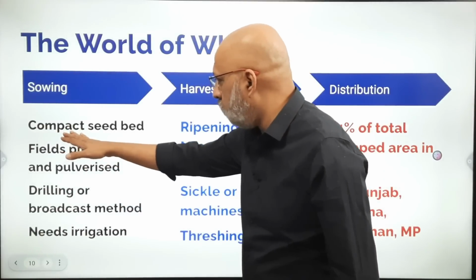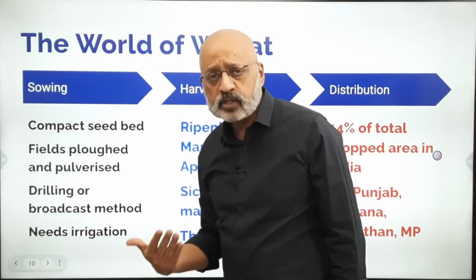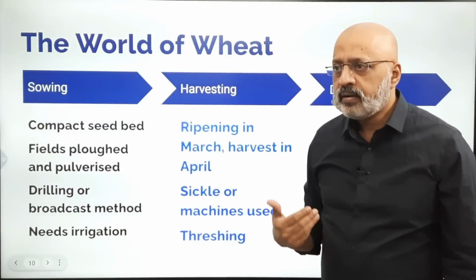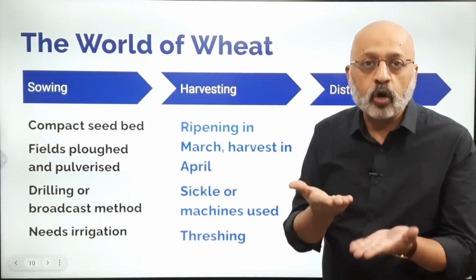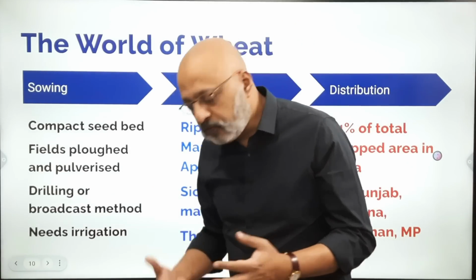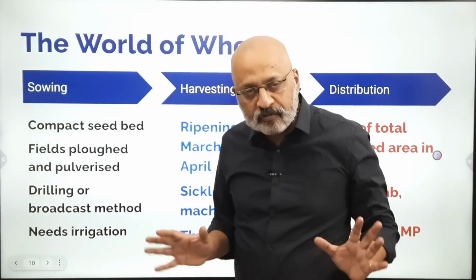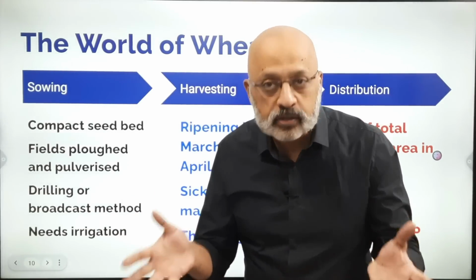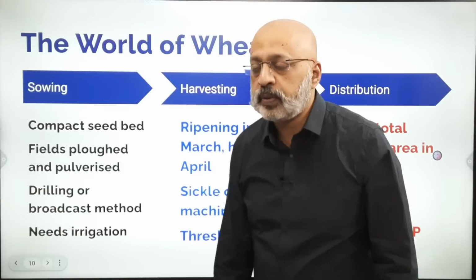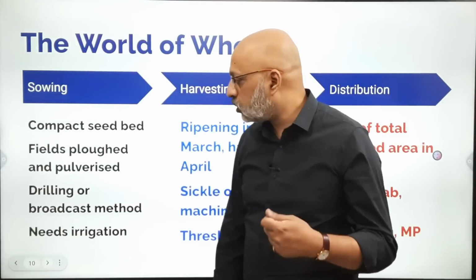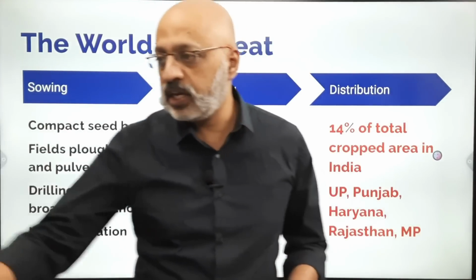Now it's a compact seed bed. That's what is required as far as sowing of wheat is concerned, right? And that helps in good quality germination, so that the quality of germination stays good, okay? And the fields are plowed and pulverized several times, so that the field bed is a rather compact and soft kind of a bed, and it is pressed many times before the sowing of wheat takes place. And again, it is done through drilling or the broadcast method, and definitely it needs irrigation, right?